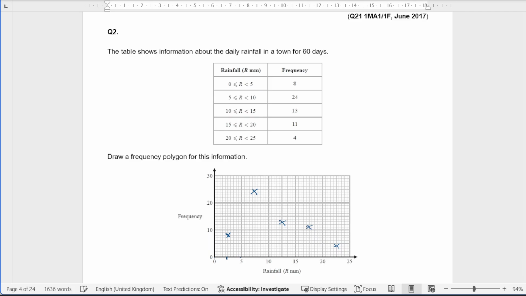For a frequency polygon, we then join them up with a straight line. Polygon, many sides or many angles. Strictly speaking, we shouldn't join it up to 0, but I don't think you'd lose a mark if you did.